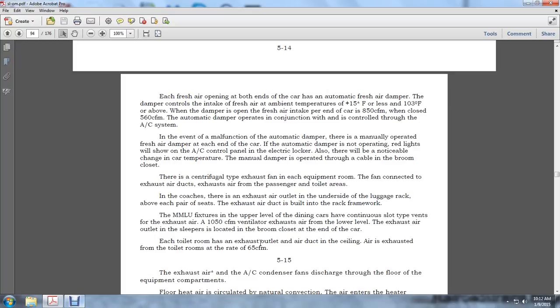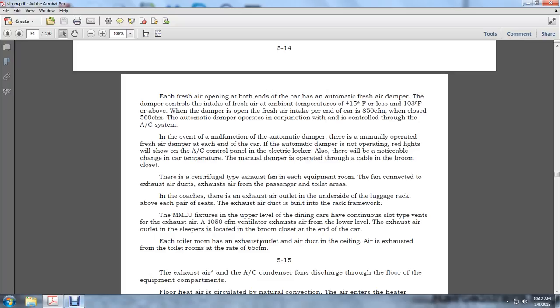The fan connected with the air exhaust air ducts, exhaust air from the passenger to the toilets, and coach with the exhaust air outlet and underside of the luggage rack of each of the pair of the seats. The exhaust air duct is built in the rack of the framework. The MLU fixtures the upper level of the dining car is continuous with the slide of the type of the vent of the exhaust air is the 1050 CFM ventilator exhaust of the airflow.